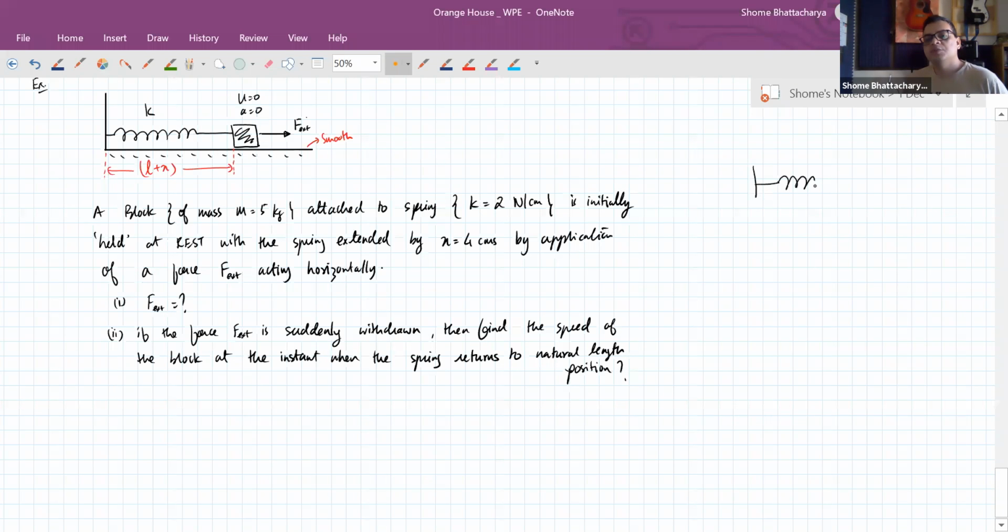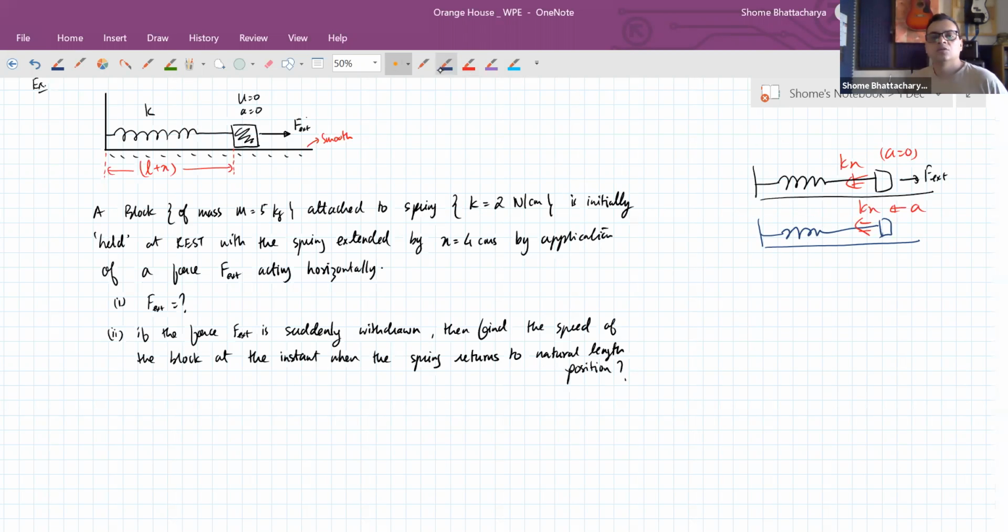So as a result, what will happen? The moment this force goes away, so right now what was happening? This force was balanced by spring force, okay, and the acceleration was zero. But the moment we withdraw this force, now what will happen is that this will create a sharp acceleration in this direction. Okay. And it will start from rest.